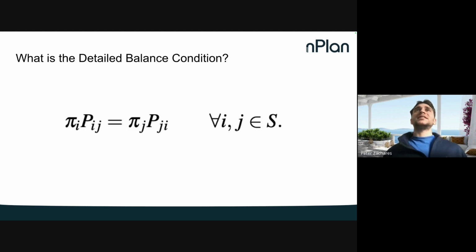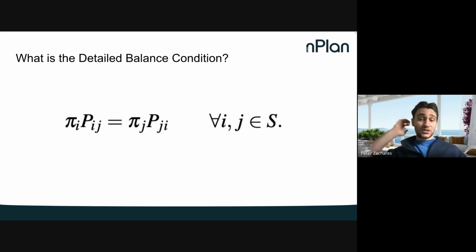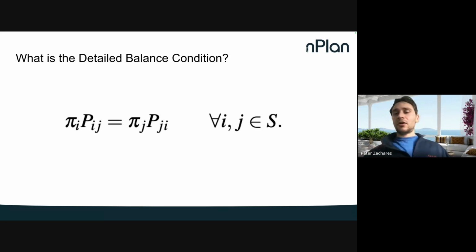So what is the detailed balance condition? Like I said before, this is at the heart of MCMC, at least everything I've seen so far. I'm sure that there are extensions. Actually, I think in the paper they even mentioned there are extensions where you don't have to meet it. But anyway, this is at the heart of all of the theory related to MCMC.